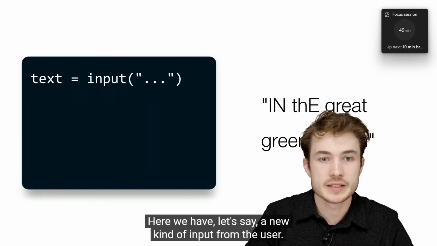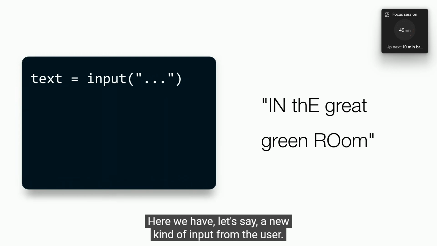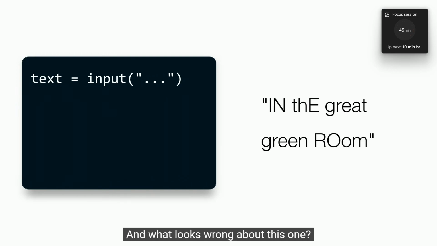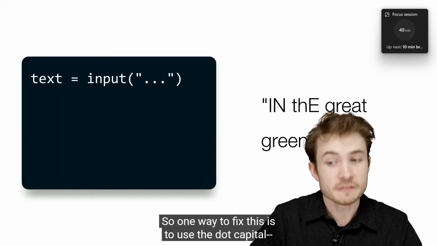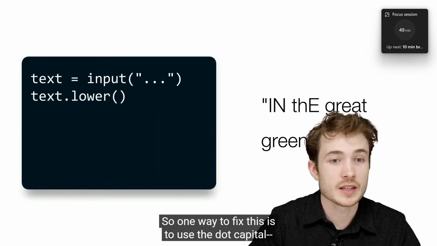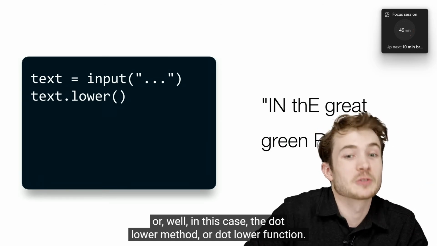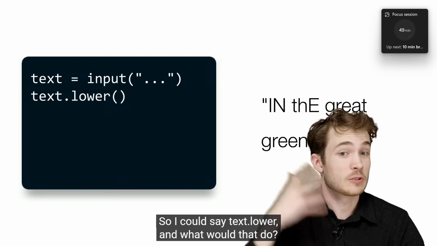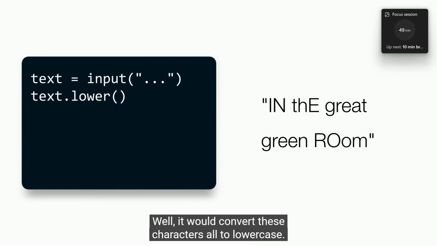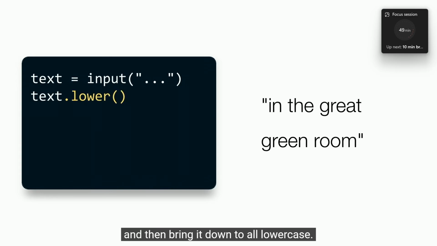Here we have, let's say, a new kind of input from the user. And what looks wrong about this one? The capitalization is just a little bit off. I think they might have had some typos here. So one way to fix this is to use the dot lower method or dot lower function. So I could say text.lower, and what would that do? Well, it would convert these characters all to lowercase. So I would take this with mixed capitalization and then bring it down to all lowercase.